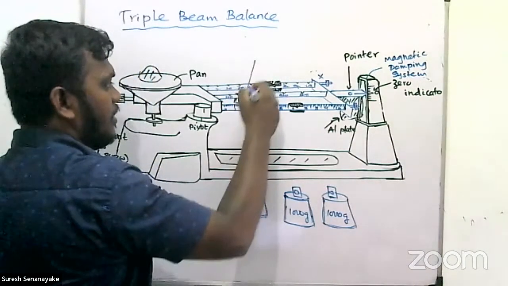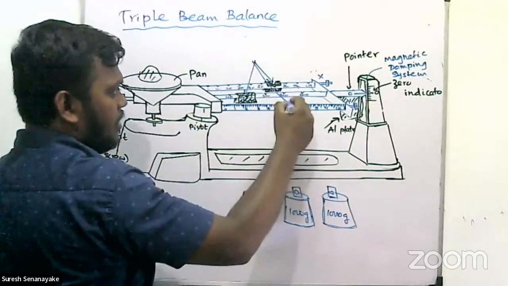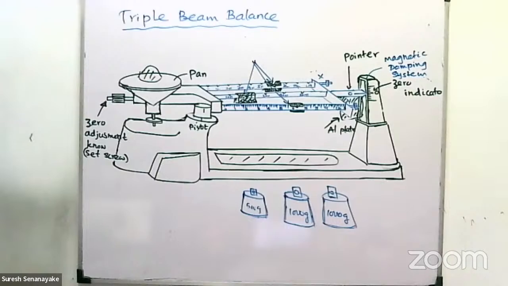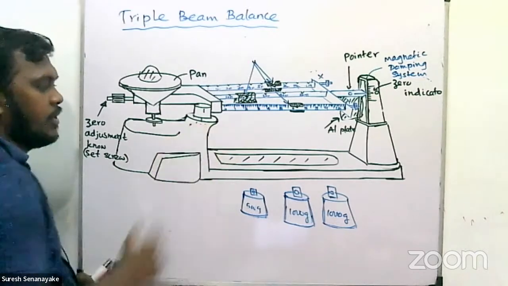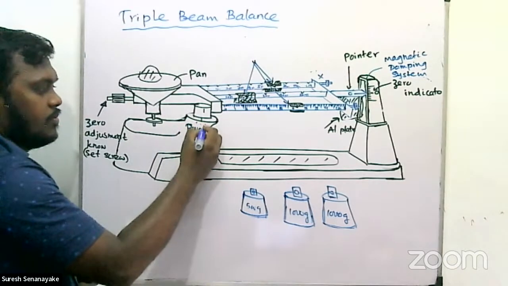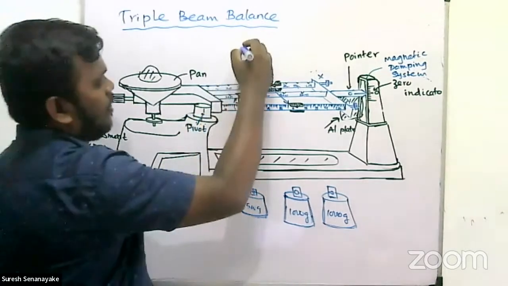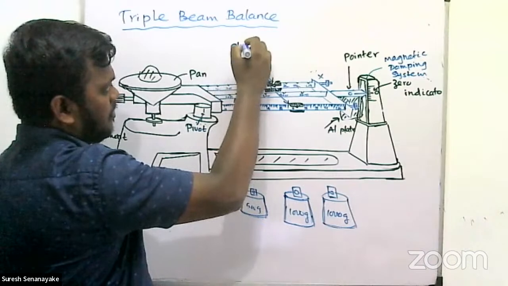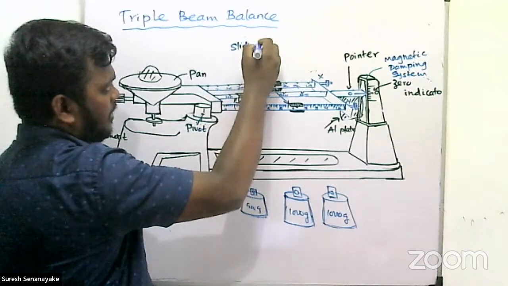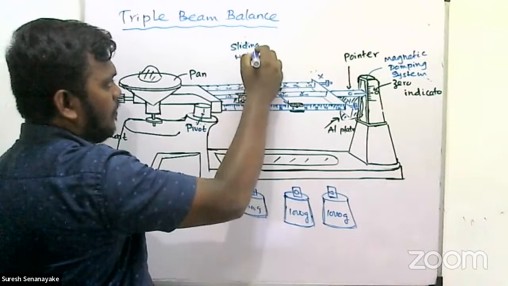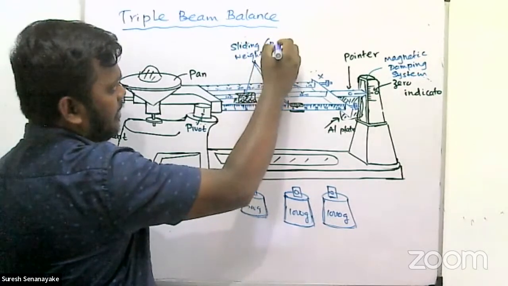So these are the sliding masses, right? The pivot. Sometimes they are called hanging weights. These are called riders. Rider.